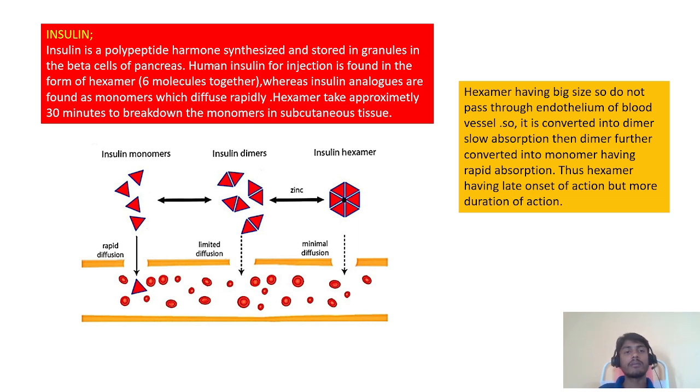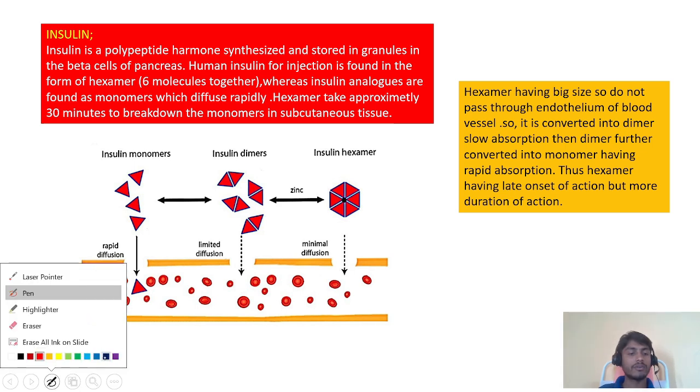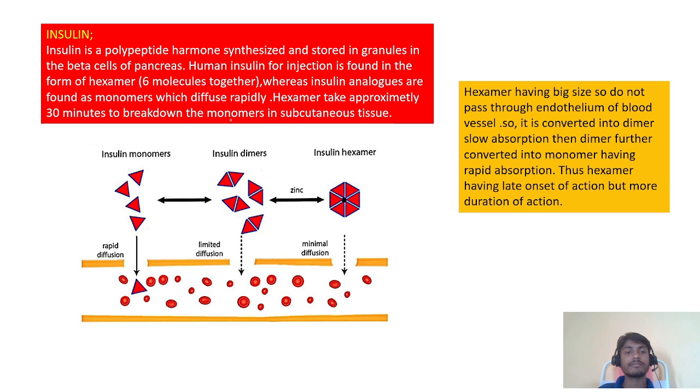Insulin is a polypeptide hormone synthesized and stored in granules in the beta cells of the pancreas. Human insulin for injection is found in the form of hexamer, that is 1, 2, 3, 4, 5, 6, whereas insulin analogs are found as monomers, which diffuse rapidly. Hexamers take approximately 30 minutes to break down into monomers in the subcutaneous tissue.